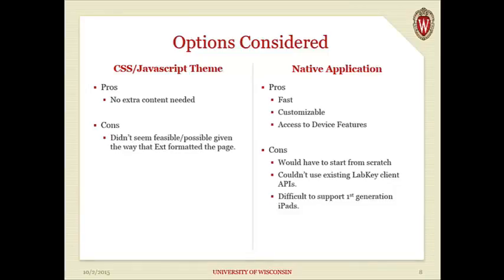We also looked at making a native application, which looked really cool. It was going to be fast. We could do anything we want. We could use device features like the camera, and do barcode scanning with that. It was really exciting. However, it also became very infeasible.